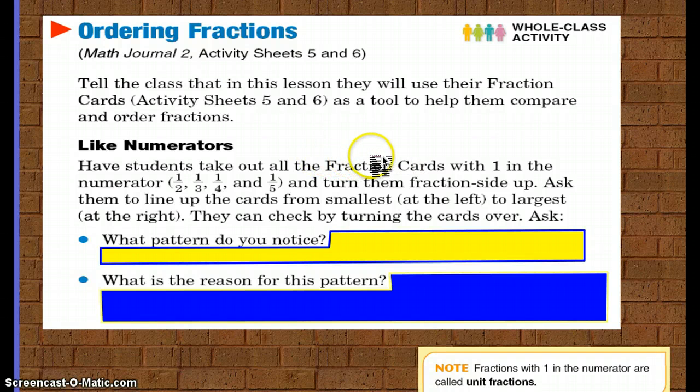Once you have that completed, I want you to put the cards with the 1 in the numerator. Hopefully you remember, the numerator is your top number. And turn them fraction side up. Then I want you to line up the cards from smallest to largest at the right. You can check your cards by turning them over. What pattern are you noticing?